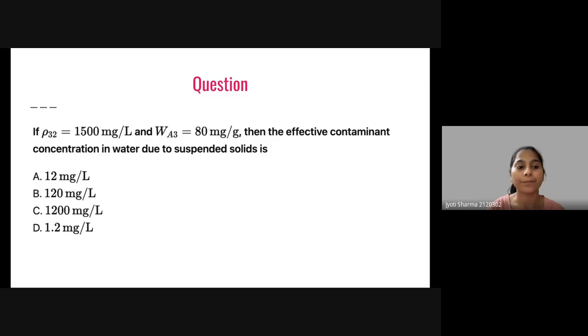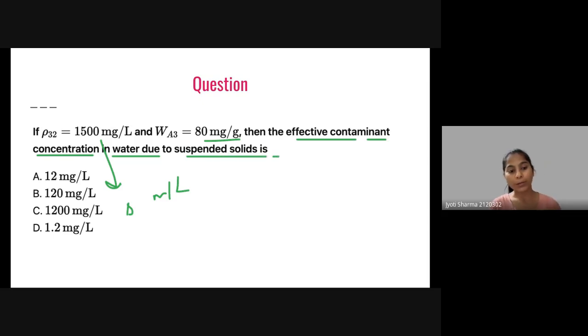Okay, very simple question. If you have rho 32, so this is the concentration of solid, or you can say the mass of solid per volume, and this is 1500 mg per liter, and on the solid, the mass of your contaminant is 80 mg per gram. If you need to calculate the effective contaminant concentration in water due to suspended solid, is it 12 mg per liter, 120 mg per liter, 1200 mg per liter, or 1.2 mg per liter?